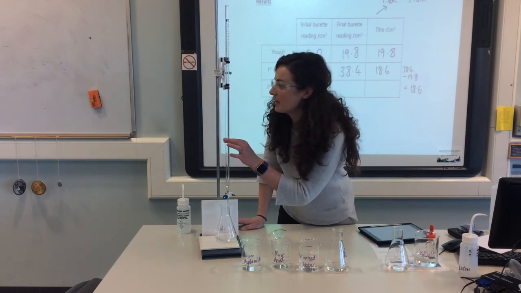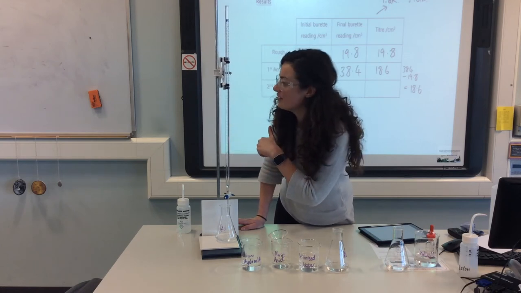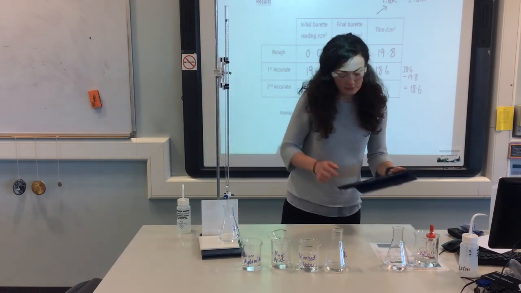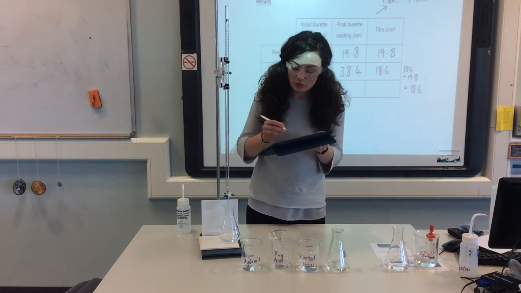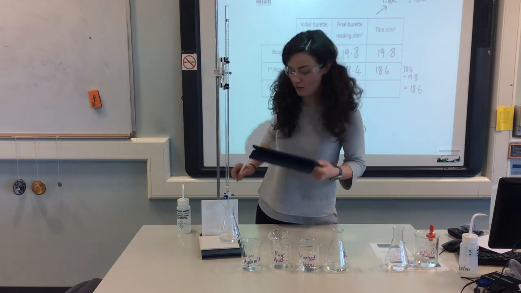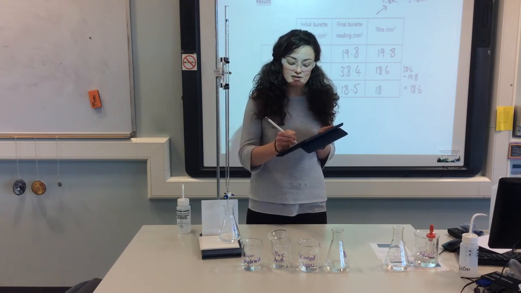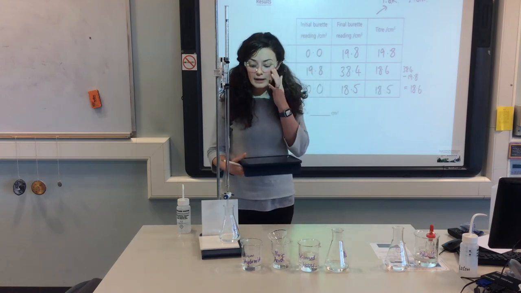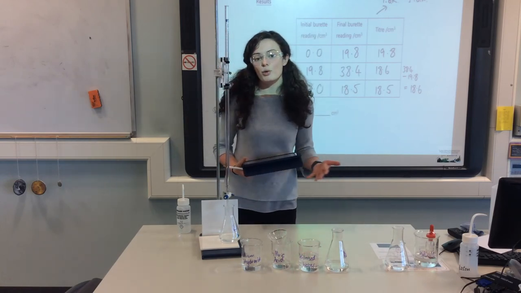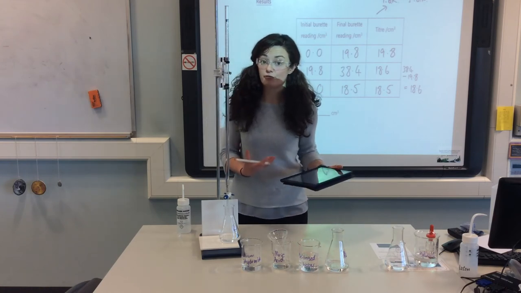So let me have a wee look at the reading, sort of an in-between value, but if I get exactly at eye level, I think that's on 18.5. So let's write that into our notes. So it's at 18.5. Our titer, the difference between final burette reading and initial burette reading, is going to be 18.5. So you can see that we have achieved two concordant results, two results that are within 0.1 centimetres cubed of each other. And that is accurate enough for your results.